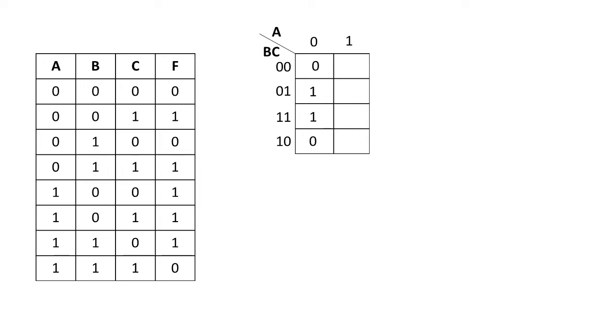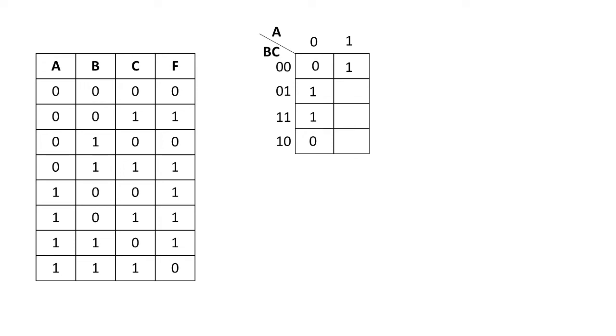Okay, now move to the fifth row of the truth table. Observe A1, B0, C0 and function value 1. Observe closely. See, A1, B0 and C0, and the function value 1 has been kept in that particular position.